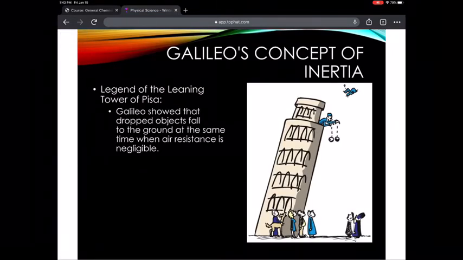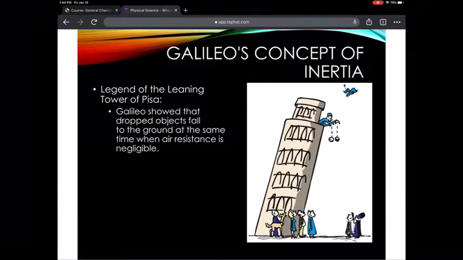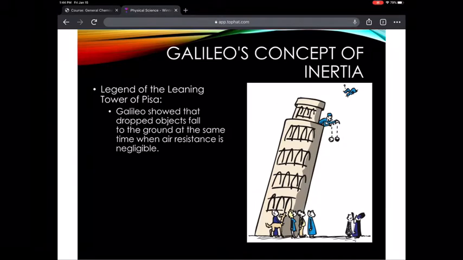Galileo carried this even a little bit further with the legend of the Leaning Tower of Pisa. The Leaning Tower of Pisa, if you don't know what it is, you can Google a real picture of it, but it's a bell tower in Pisa, Italy, that was built on some kind of unstable ground, and the tower leans, and it's leaned this way for hundreds of years.